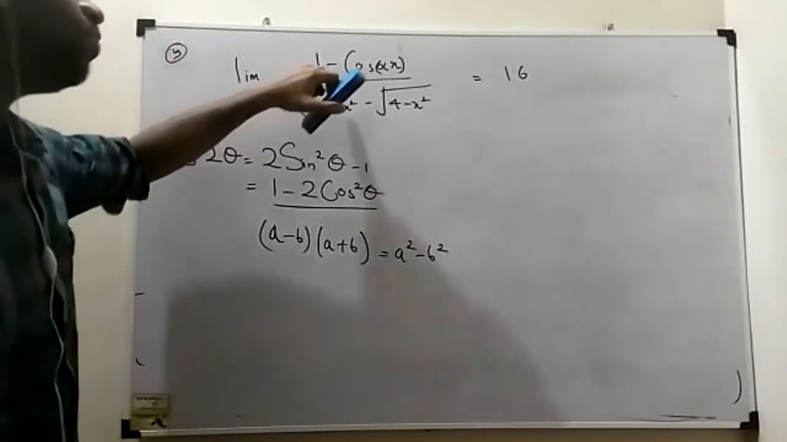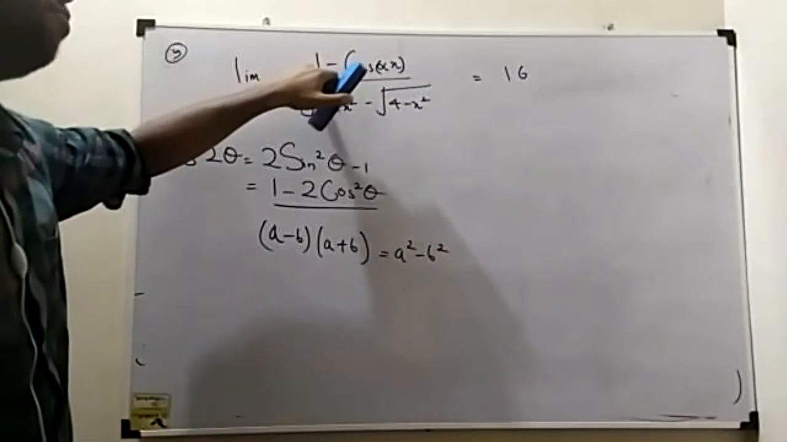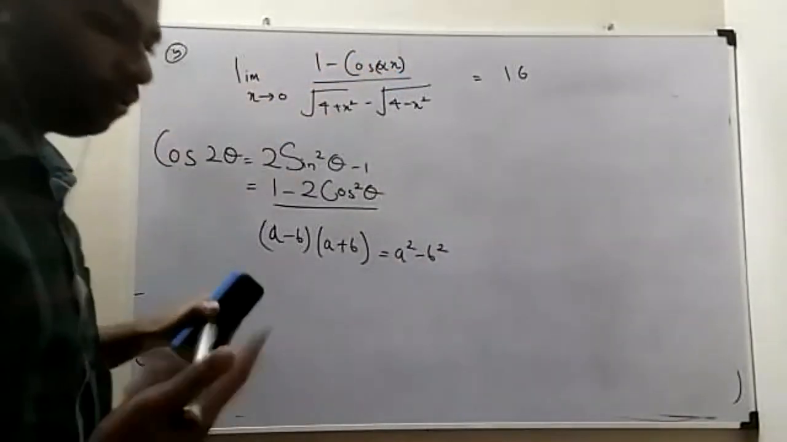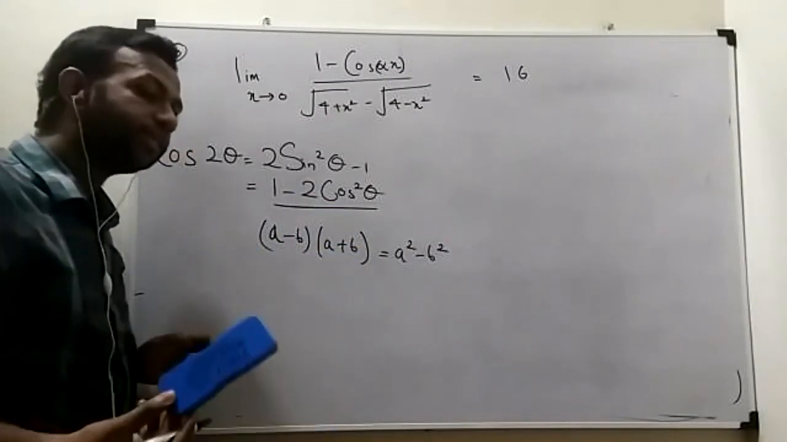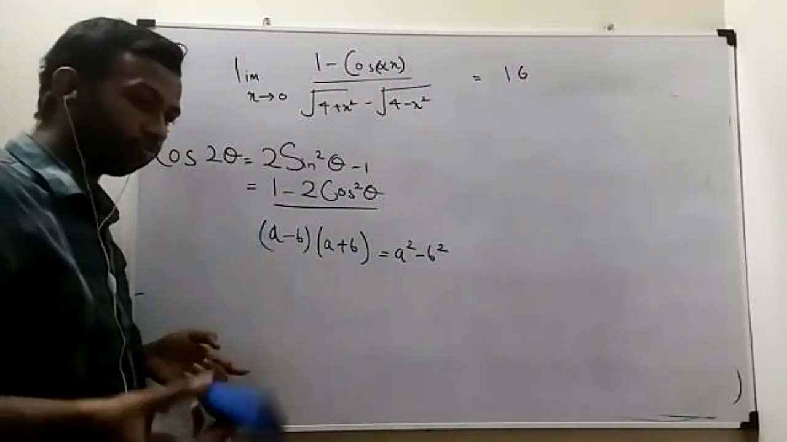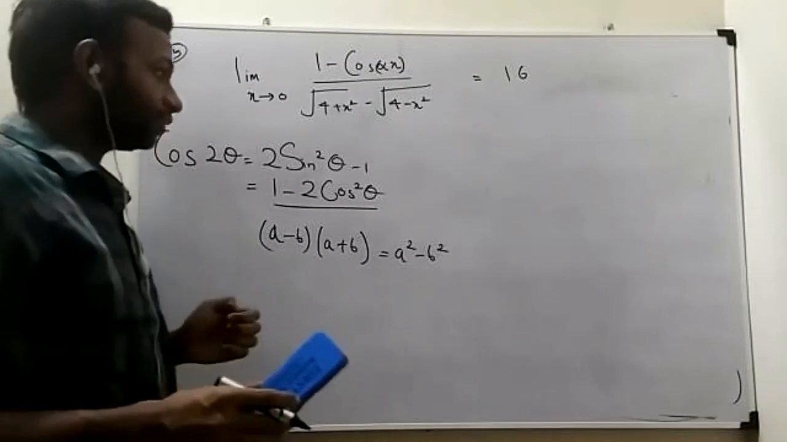Another way you can do it is to also multiply by the conjugate. 1 minus cos alpha x, you multiply by 1 plus cos alpha x. That will give you 1 minus cos squared alpha x, which is actually sine squared alpha x. So those are some of the methods you can use to simplify.